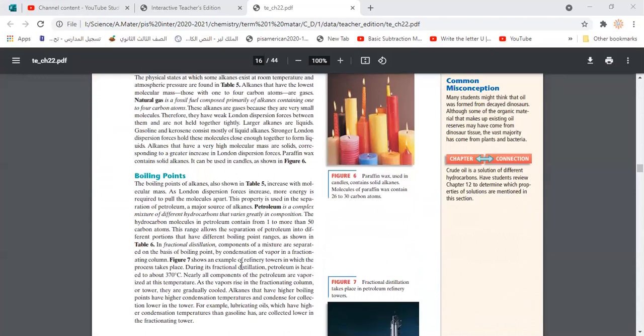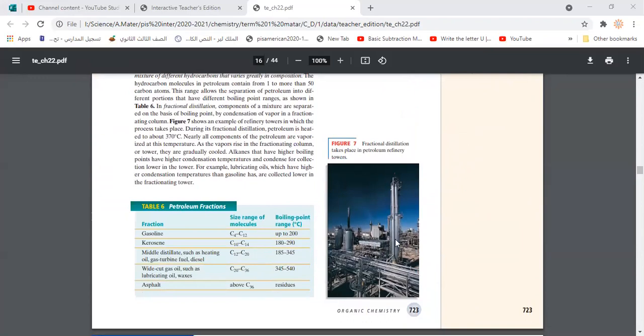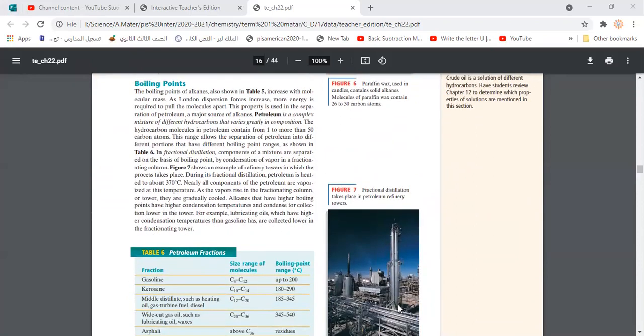Regarding the idea of the boiling point, we have what we call the fraction column. This fraction column is used in fractional distillation, the process used to separate the different components of petroleum, because petroleum is a mix of a lot of organic compounds mixed together. If we need to separate them, we work on the different boiling points. That means we increase the temperature gradually within this column.